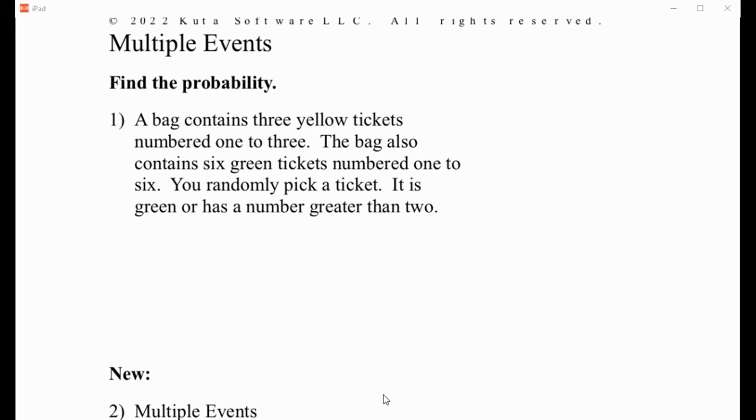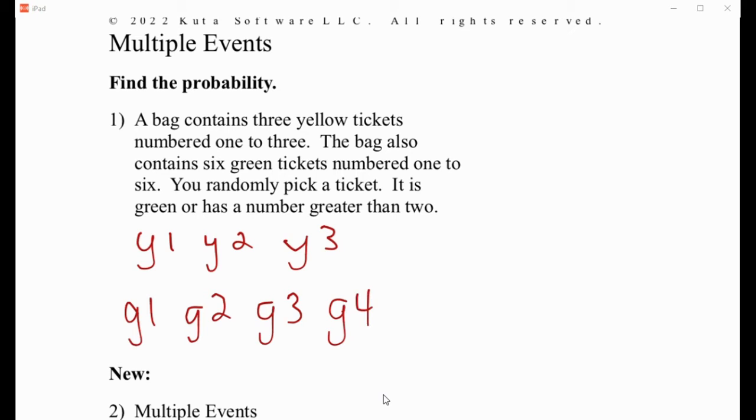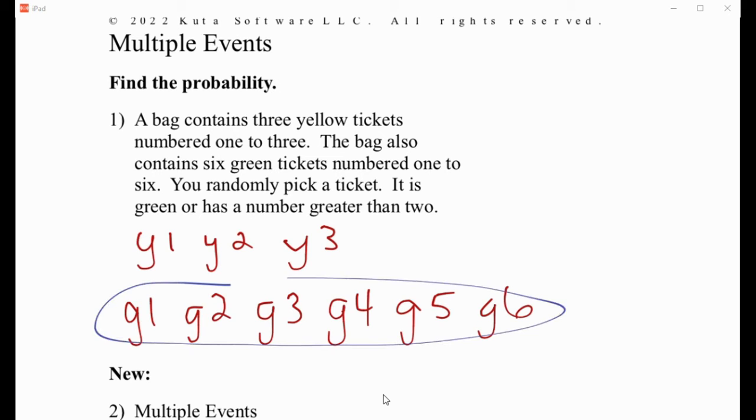So a bag contains 3 yellow tickets numbered 1 to 3. So you've got yellow 1, yellow 2, yellow 3. The bag also contains 6 green tickets numbered 1 to 6. You randomly pick a ticket. It is green or has a number greater than 2. So that means you would circle everything green and everything bigger than 2, which would be 7 out of 9.